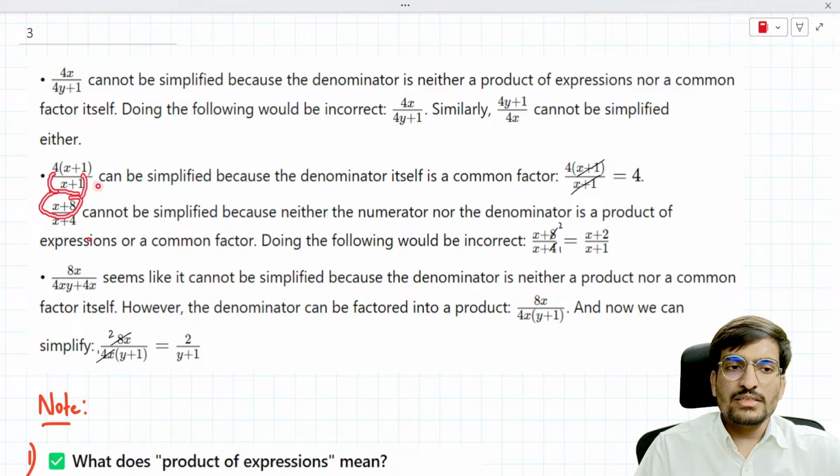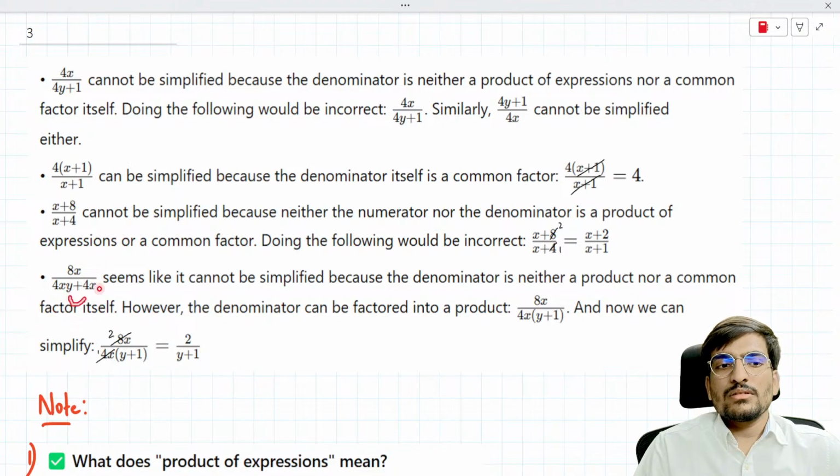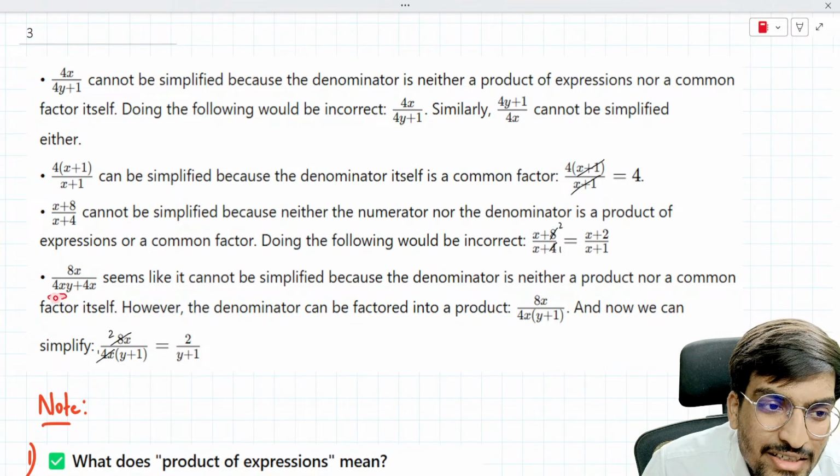Here you can ask, in the previous case, it is the product of 1 multiplied by this, and then we can do that. I will take 1 here also, still you can't do anything, because these are combined in this case. Now here you see this term, here the denominator is not a product of things, but you see we can turn it into a product.